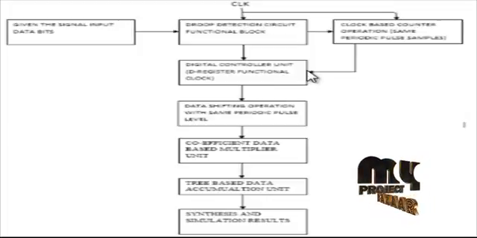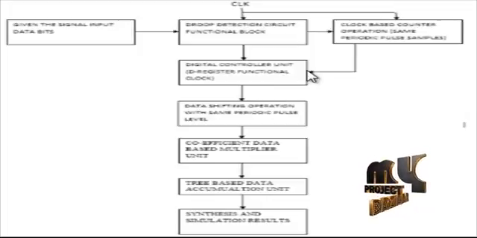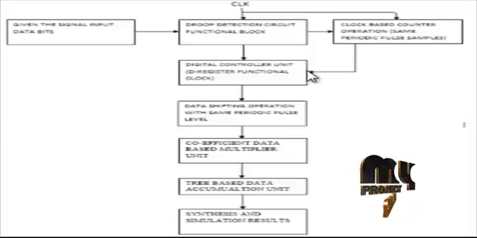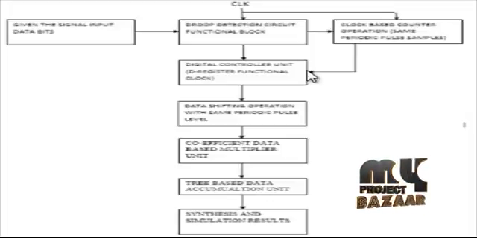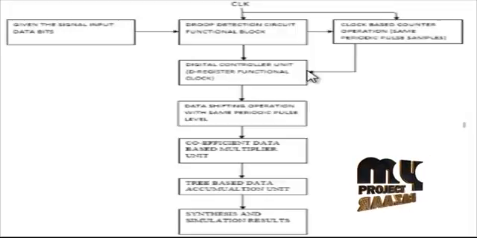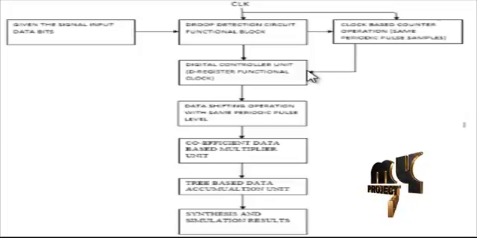For the multiplier development, we use the Vedic based architecture, and the tree based data accumulation unit uses the carry look ahead adder architecture for the overall addition process. These two processes reduce the overall circuit complexity, and the trough detection process reduces the power consumption of the overall FIR filter architecture. This is how the flow diagram works for the minimum energy tracking sensing architecture.